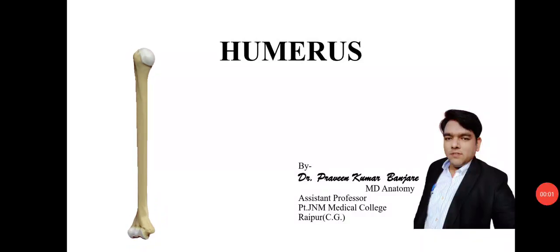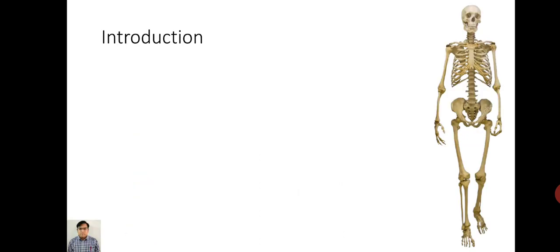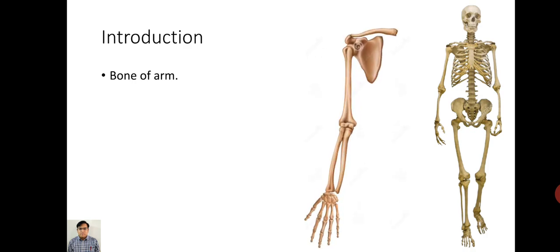Hello students, in this video we are going to see humerus bone. Humerus is a bone of arm. This is the photograph showing the bones of upper limb, and this is humerus.